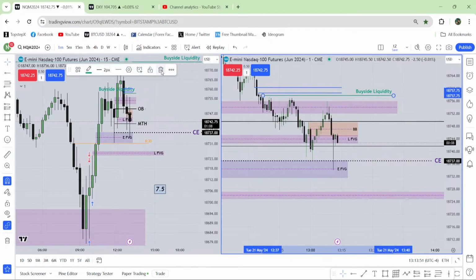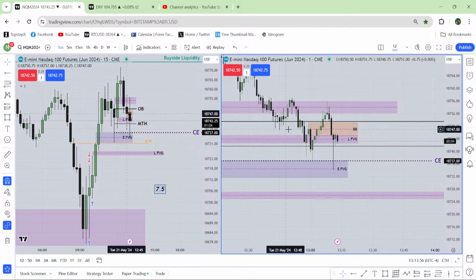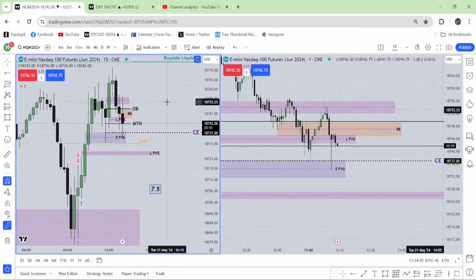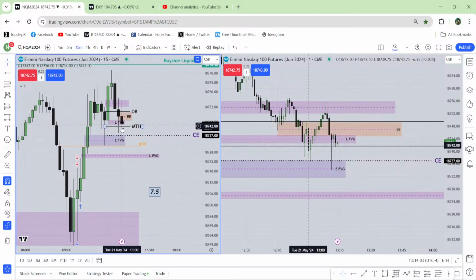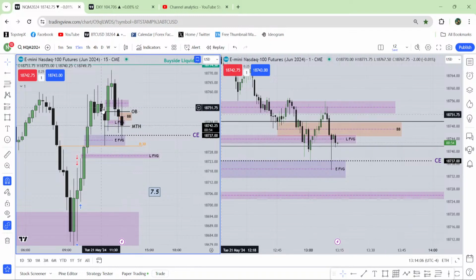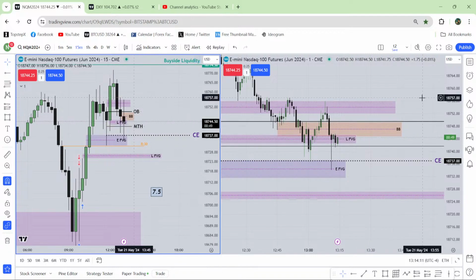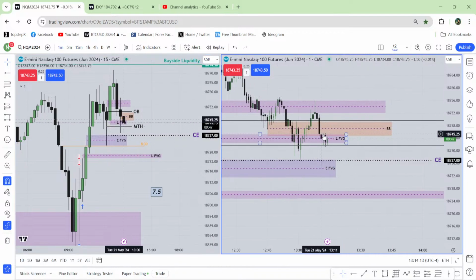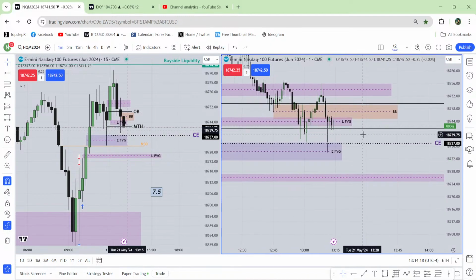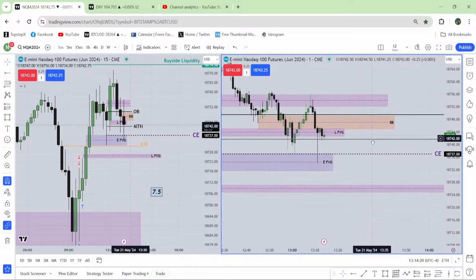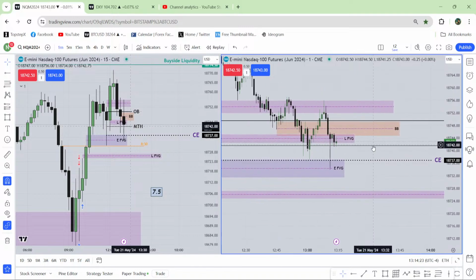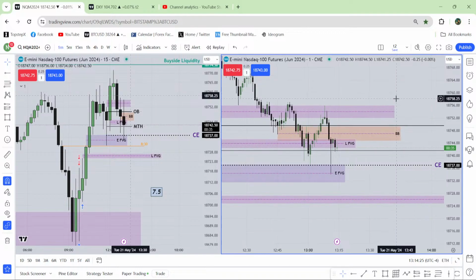Let me remove these lines because the 15-minute chart is not seen. Until the body closes below this mean threshold, it's a valid order block. So this order block is still holding the price, and so far it's cool. But this is manipulation over manipulation, and today's Tuesday, manipulation is the first job which is going to happen today, again and again.